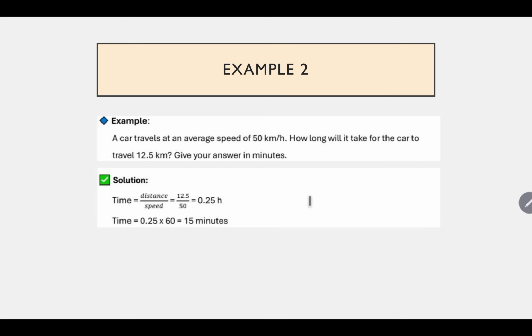The question told me to give the answer in minutes. So once I find my answer in hours, I have to convert to minutes by multiplying by 60. So 0.25 times 60 is 15 minutes, and that's my final answer.